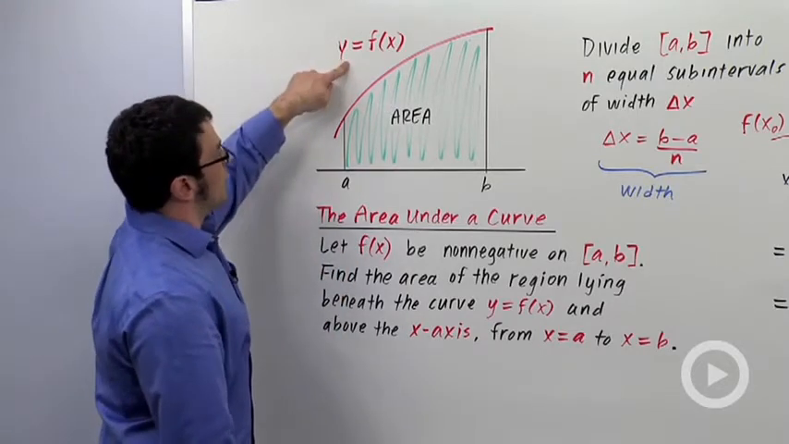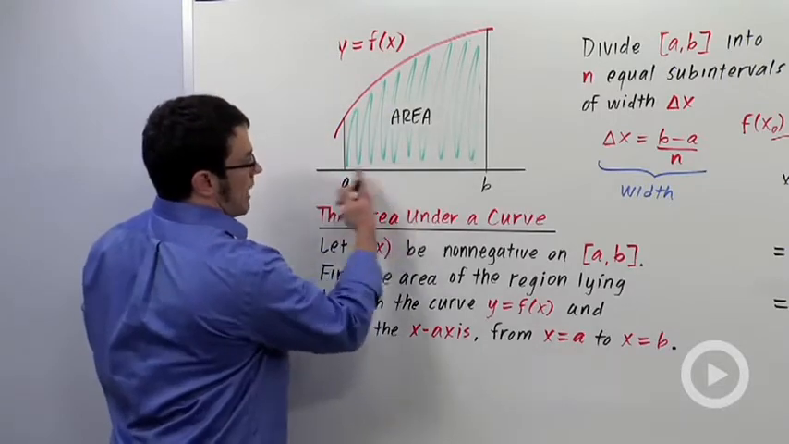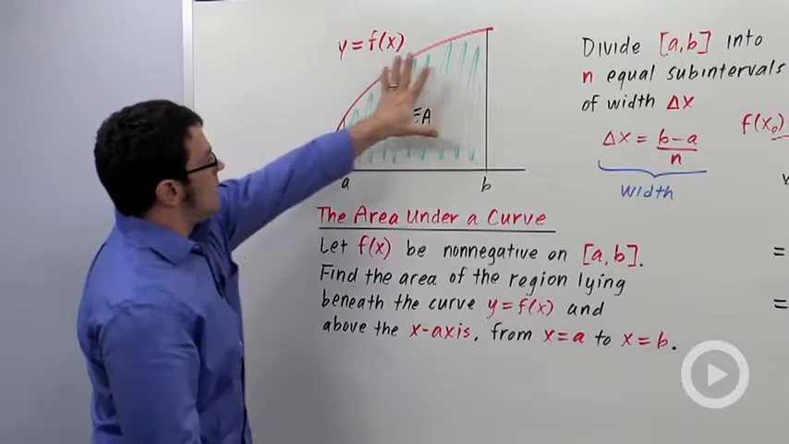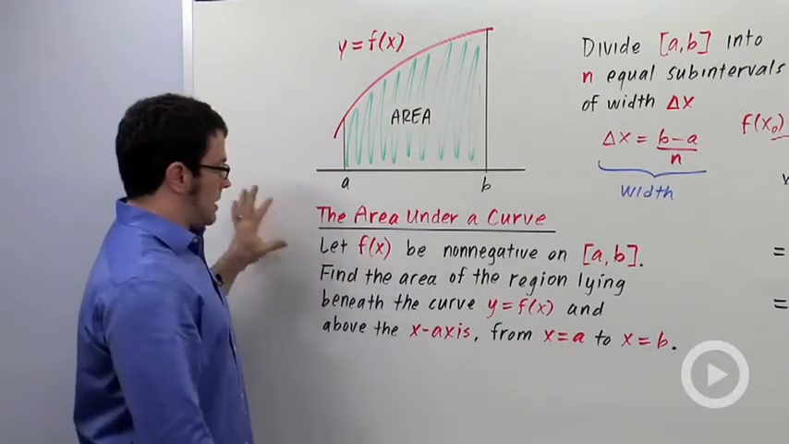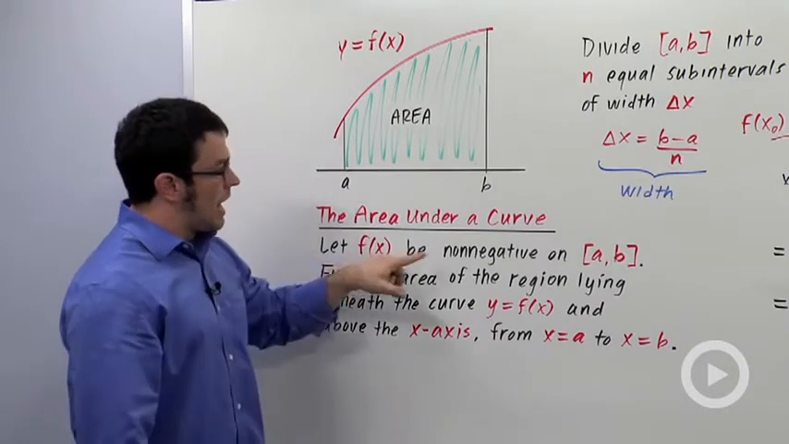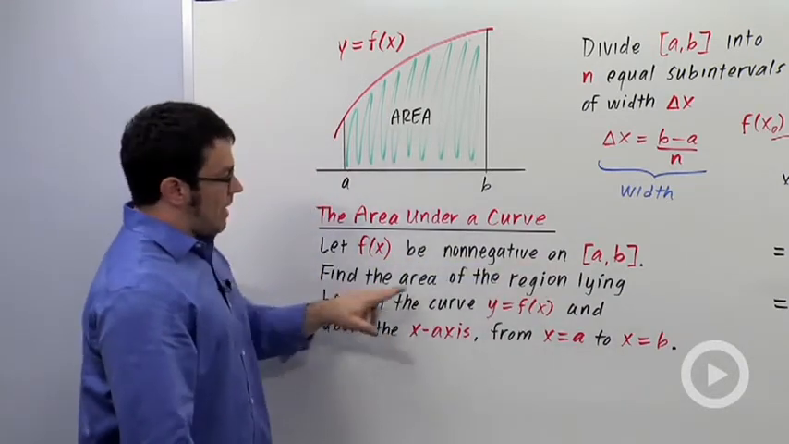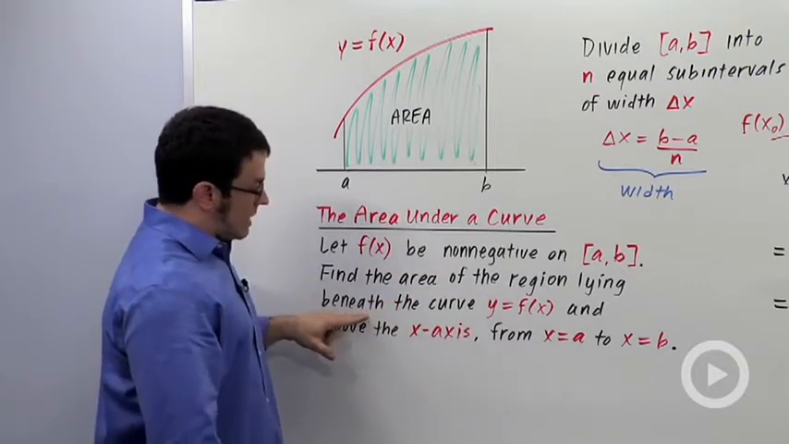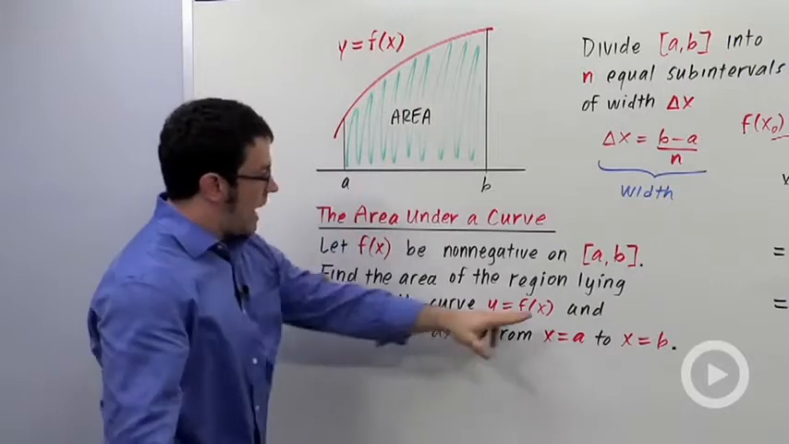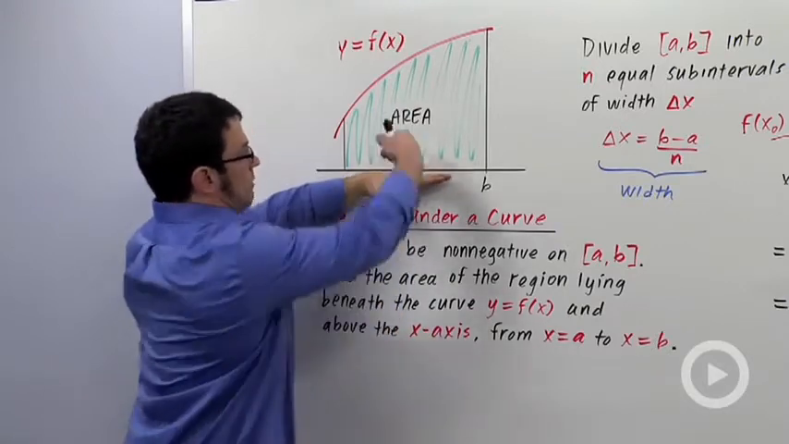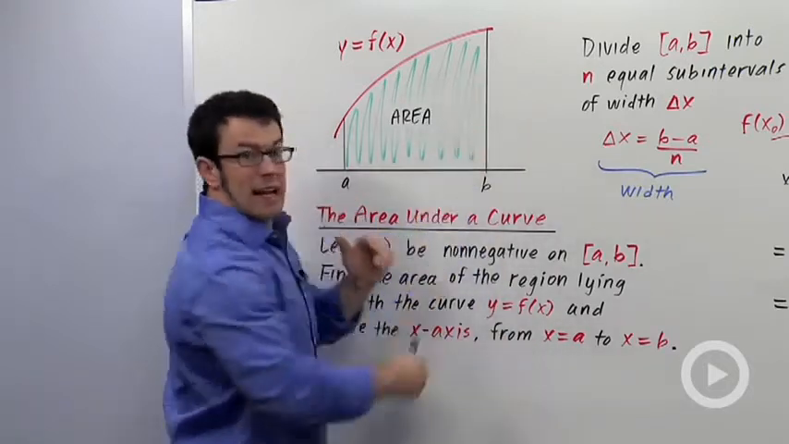I've got a function graphed, y equals f of x, and I've defined an interval from a to b. I want to find this area that's shaded in here. So the area under the curve problem is stated as follows. Let f of x be a non-negative function on the interval [a, b]. Find the area of the region lying beneath the curve y equals f of x, so below the curve like this, and above the x-axis, from x equals a to x equals b, so between these guys.